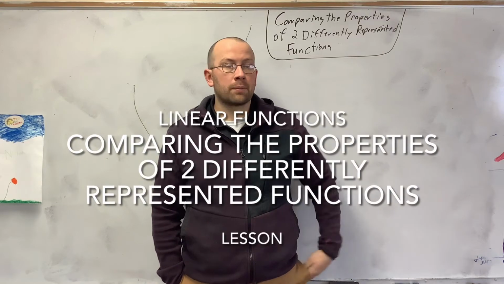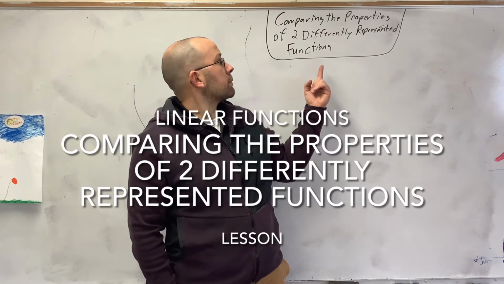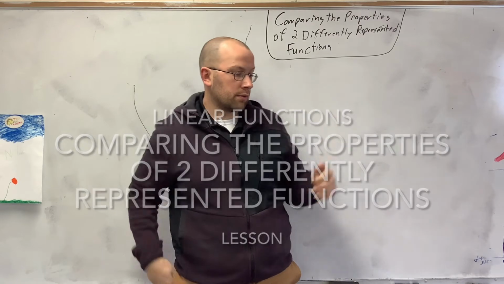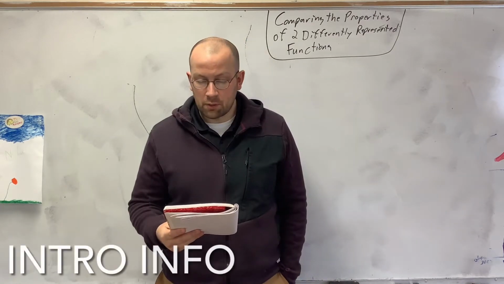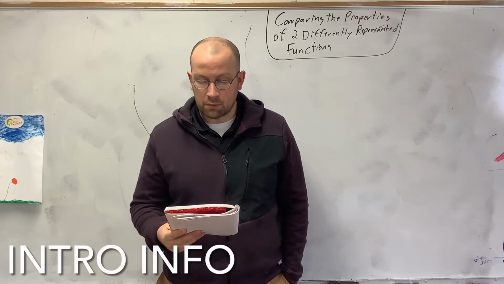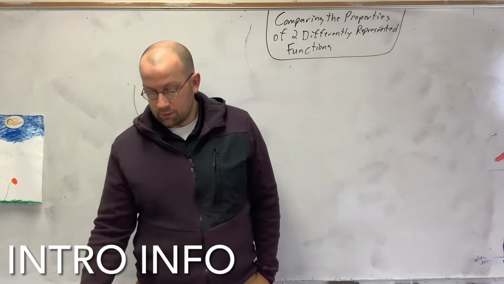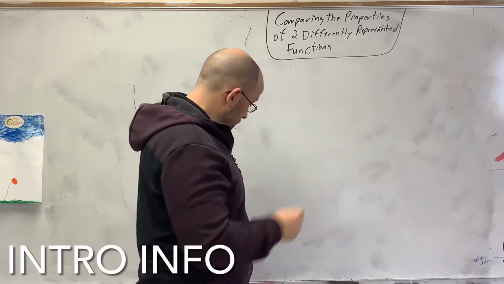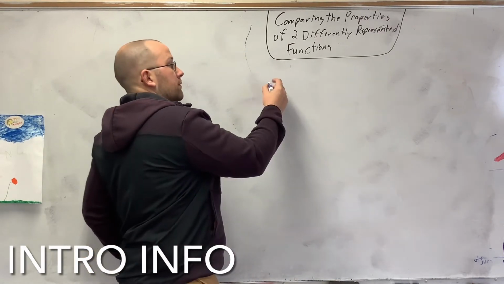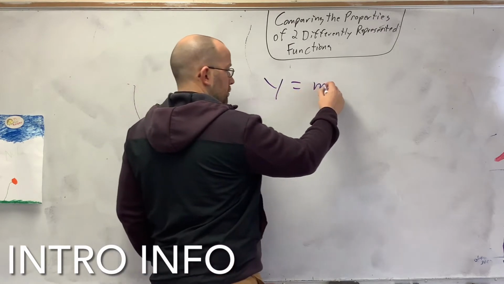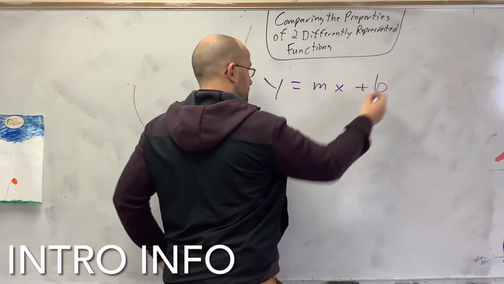Hello, today we're going to talk about comparing the properties of two different represented functions. A function is a rule that assigns to each input exactly one output. What we're using for this is called slope-intercept form: y equals mx plus b.